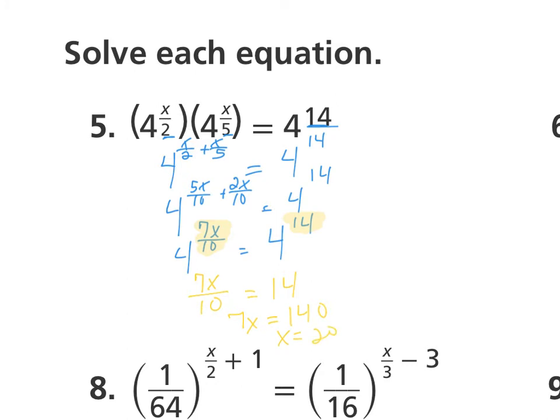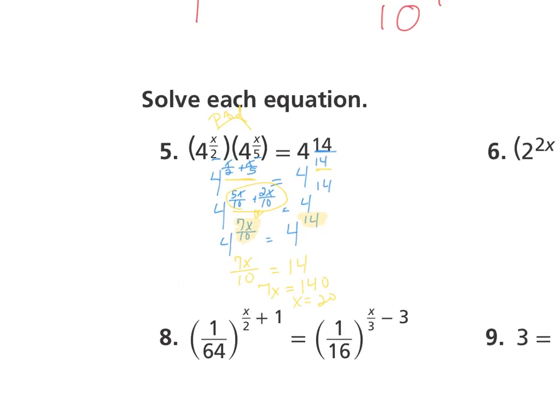All I did here was add my exponents, because this is the product of powers. And I left this alone. Once I had them combined into one term, I set them equal to each other. And I solved it. Not real hard. Let's do another one.